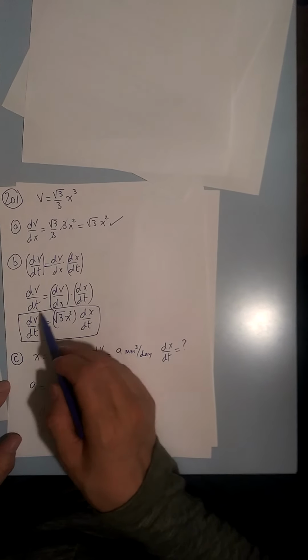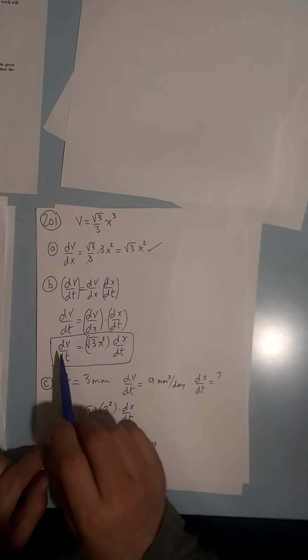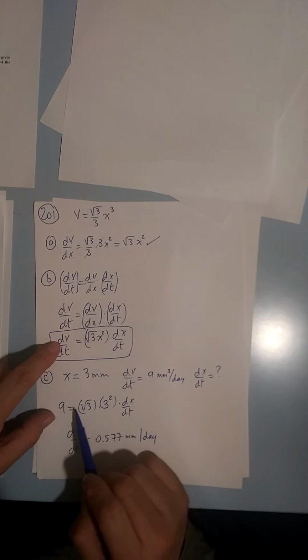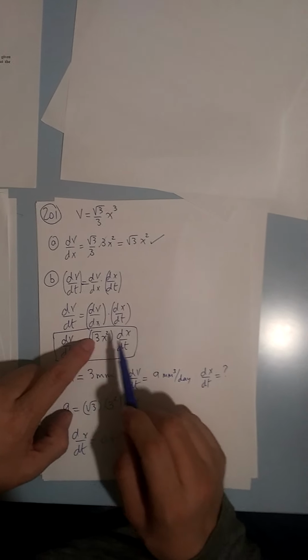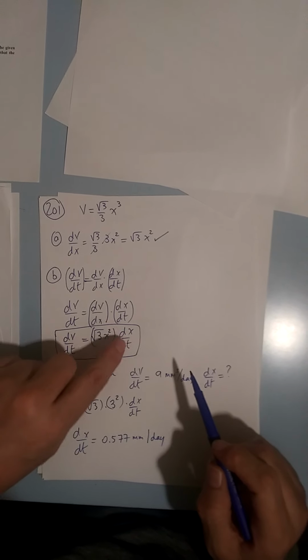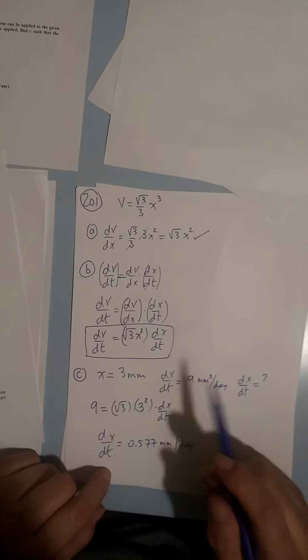And then in part C, they're giving you an example. They're asking you, when x, the side, is 3 millimeters and the crystal is growing at 9 cubic millimeters per day, the side is 3 millimeters, the rate of change of volume is 9 cubic millimeters per day. How fast is the side changing? This is the side of the crystal. So the rate of change of volume is dV/dt, that's this quantity. So I'll put 9 there, equals root 3 times x squared, which would be 3 millimeters squared, times dx/dt. dx/dt is what we're looking for.